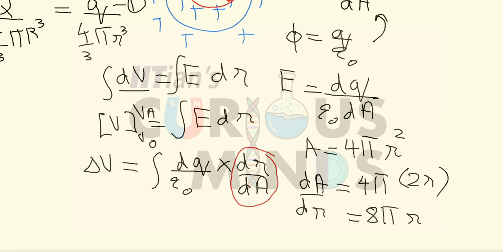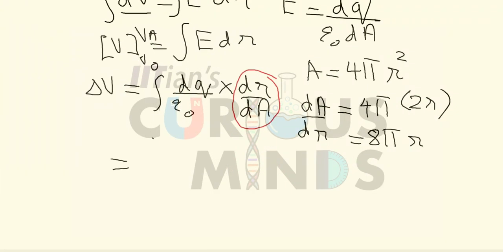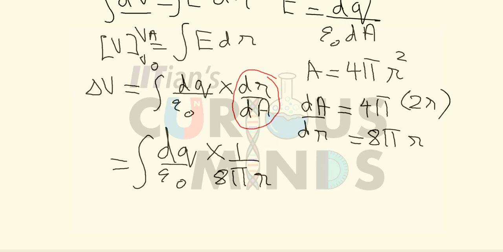Now dA by dr is 8 pi r, so dr by dA will be equal to 1 by 8 pi r. So when I integrate this part, it will be equal to dq divided by epsilon naught into 1 by 8 pi r, where r over here is again the variable.